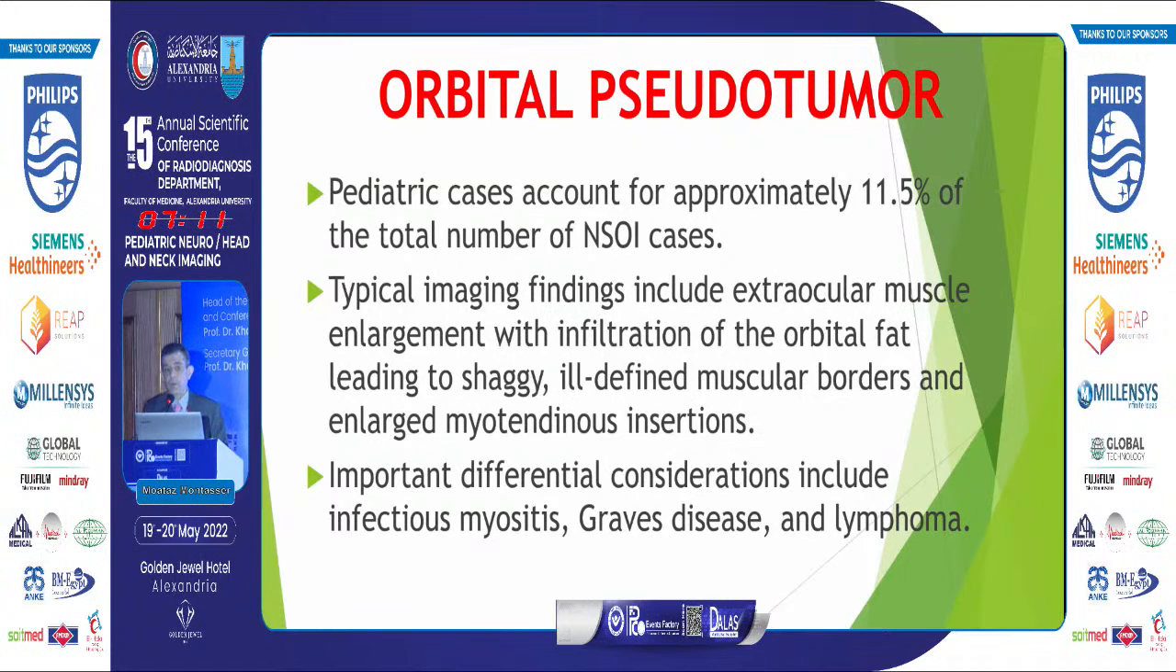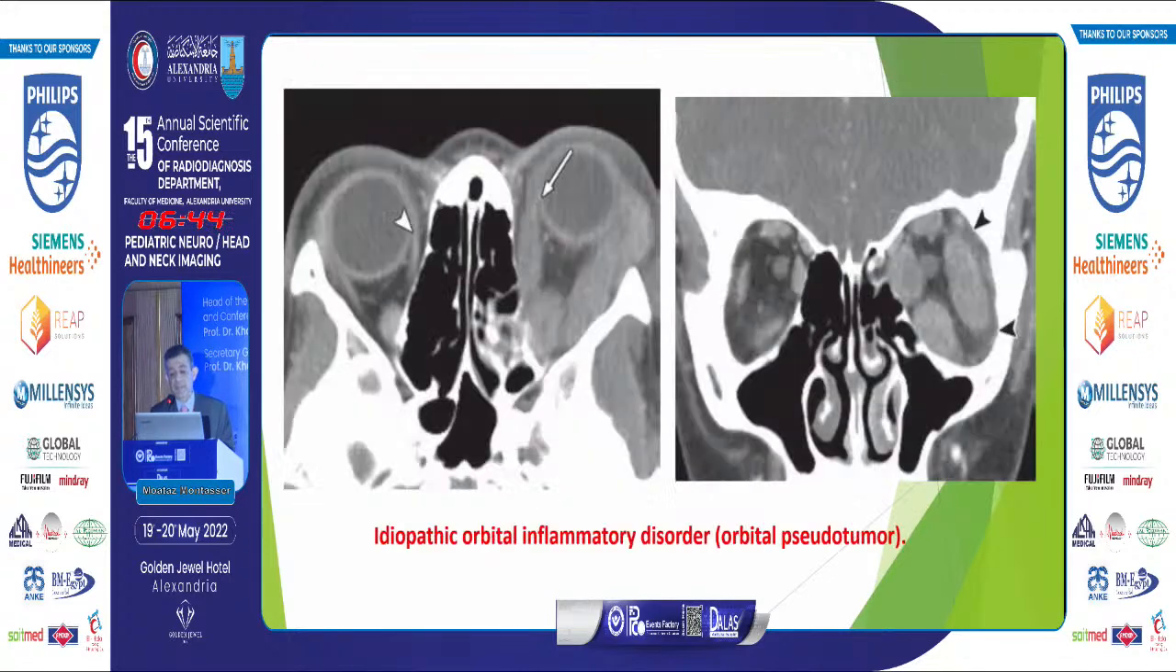Orbital pseudotumor is more common in adults, however, pediatric cases account for about 11% of the total number. Typical imaging findings include extraocular muscle enlargement with involvement of the myotendinous insertion and infiltration of the orbital fat. The differential diagnosis is, of course, infection, Graves' disease, and lymphoma.